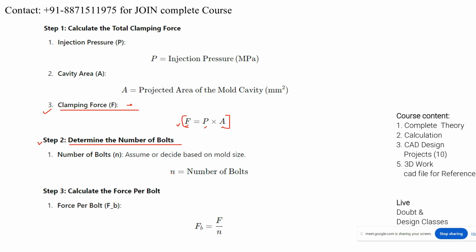Step 2, determine the number of bolts. How many bolts, which is the n, depends upon you. For example, if you want 8 bolts, you can select 8 bolts, or if you need 4 bolts, you can select 4 bolts. It depends upon you, right.